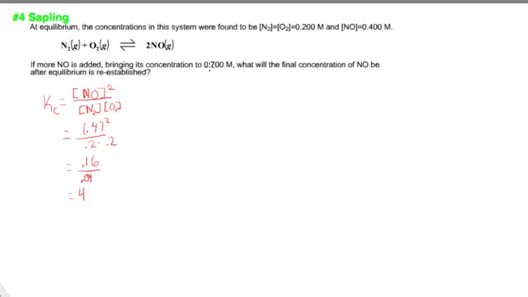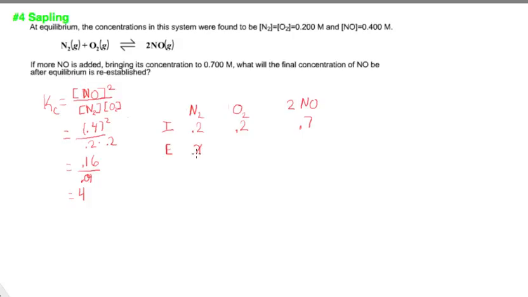So if we're going to change the concentration of NO, we need to set up an ICE table. So we have nitrogen, oxygen, and NO, and the initial concentrations are what we started with at equilibrium, except for the NO. So that's 0.2, 0.2, and we're told NO is going to get up to 0.7. So the question is, how much did everything change?